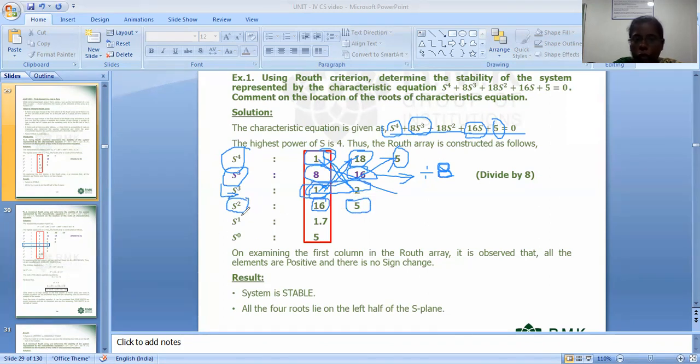Same way we have to do it for S1 and S0 also. For S1, to get this element, 16 into 2 minus 5 into 1 divided by 16, like that you have to do it. You have to complete the array. So using this formula, we can complete the array.